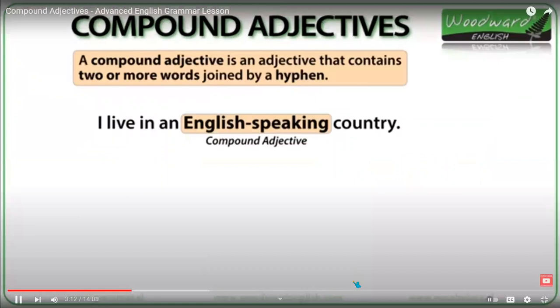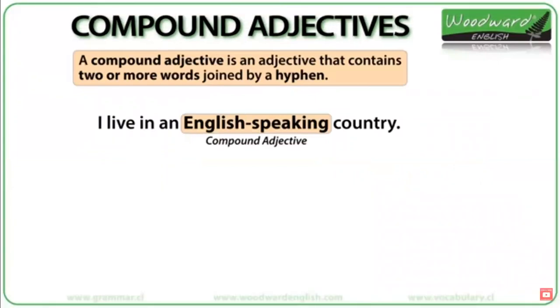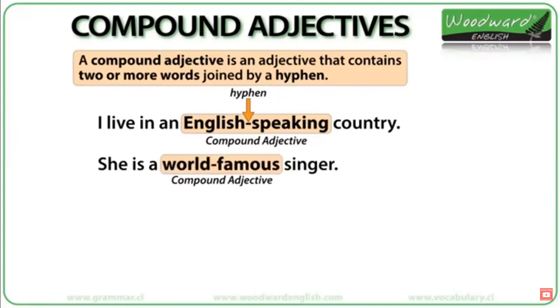English-speaking is a compound adjective used to describe the country. We use a hyphen to connect the word English with speaking to show that it is one adjective or one idea. What type of country is it? It is an English-speaking country. Look at this sentence. She is a world-famous singer. She is not just a famous singer in her country. She is also famous around the world. So she is a world-famous singer.